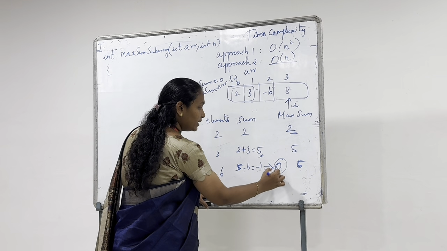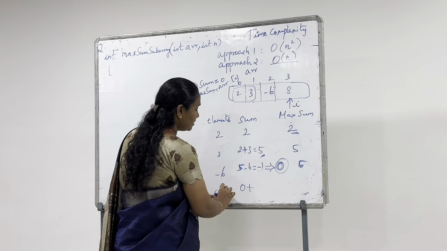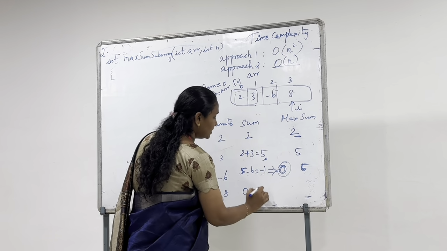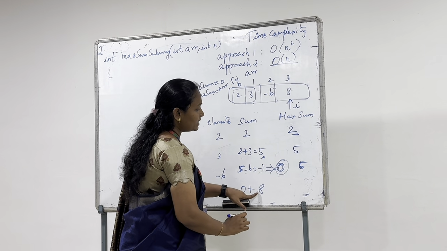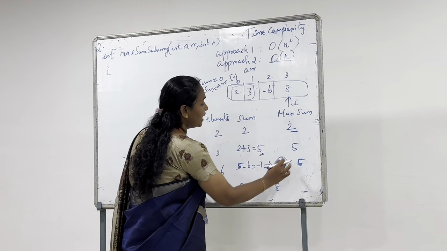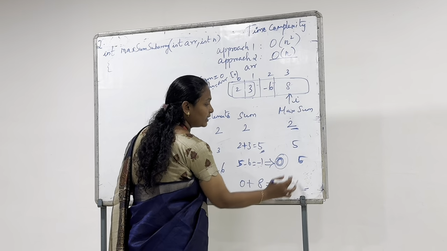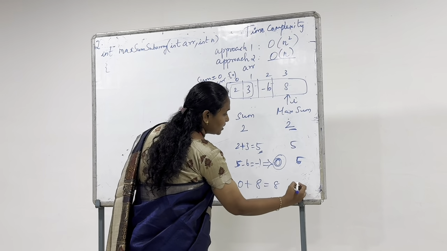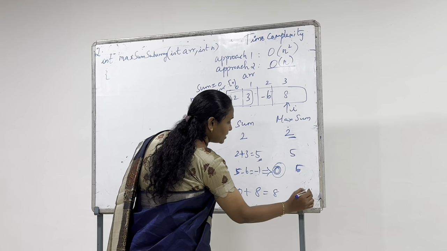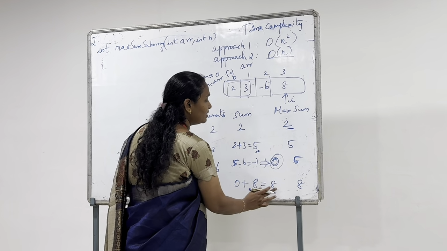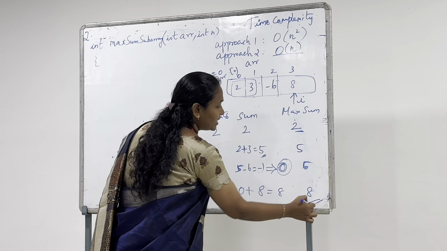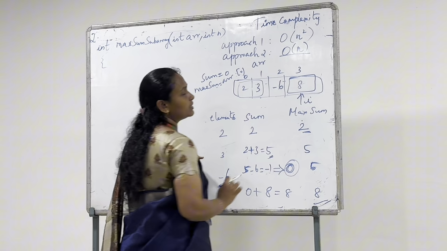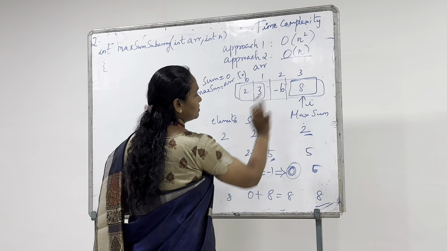The previous sum is 0, plus the current value. Array of i is pointing to the third position, where the value is 8. So 0 plus 8 is 8. The maximum sum was 5; compare these two values. This is greater, so change this as the maximum sum. Now the maximum sum will be 8. So the final answer is 8. This is the subarray which gives the maximum sum.